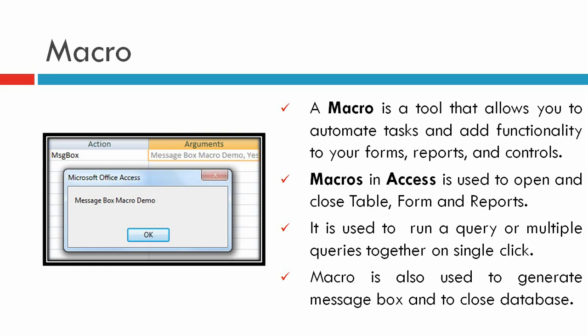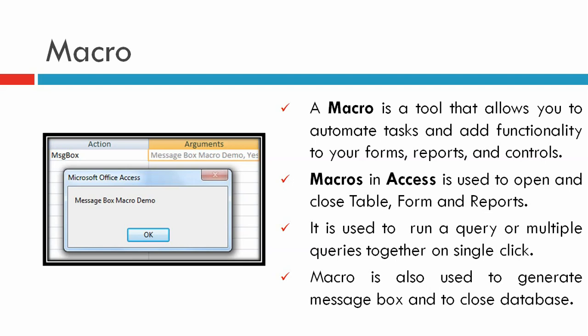In this class we will study about macro. A macro is a tool that allows you to automate tasks and add functionality to your forms, reports and controls. Macro in Access is used to open and close tables, forms, reports and database and many other controls. It is also used to run a query or multiple queries simultaneously.